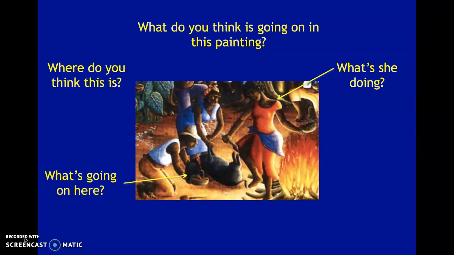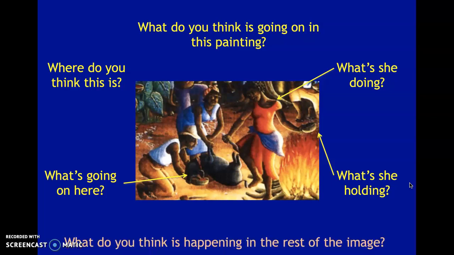Next one, what's going on here? You can see there's an animal being held down by this man here, and they have a bowl just beneath its neck. And then, what is she holding there? I've given you a big clue. Just answer those questions. You can write them in short form. And then, in a slightly more detailed response, I want you to answer that question. What do you think is happening in the rest of the image?